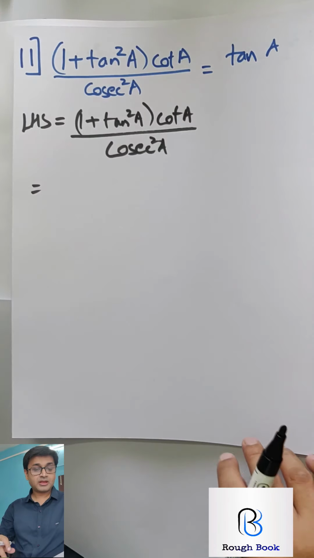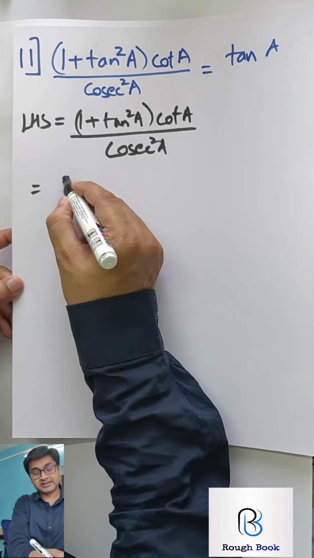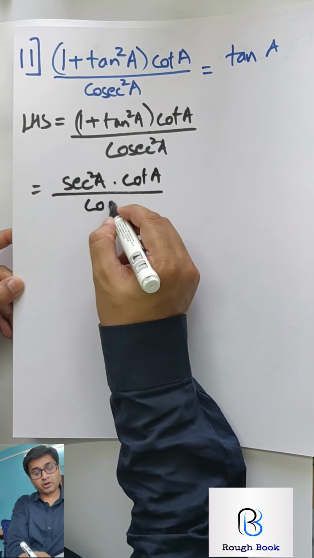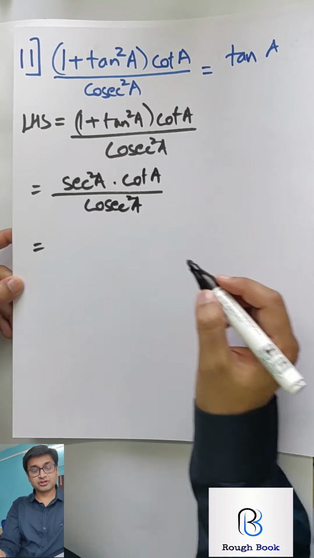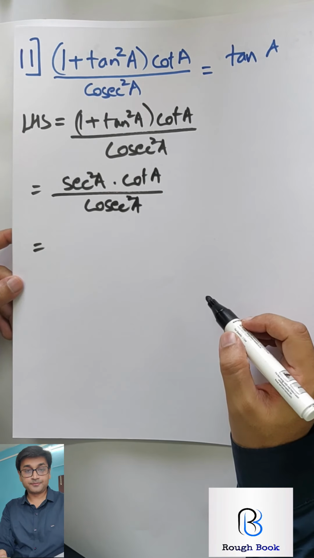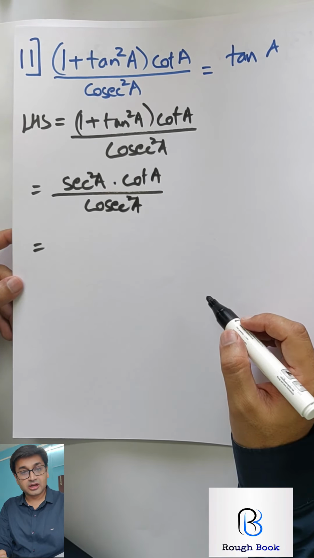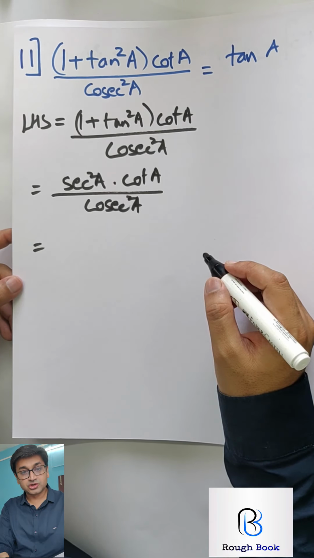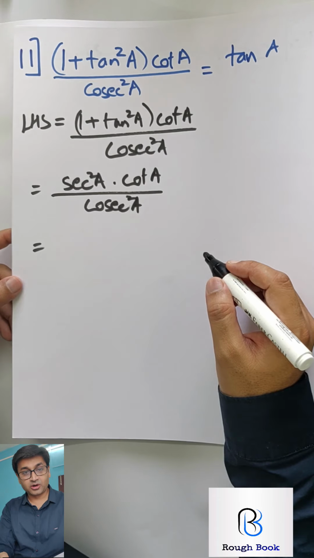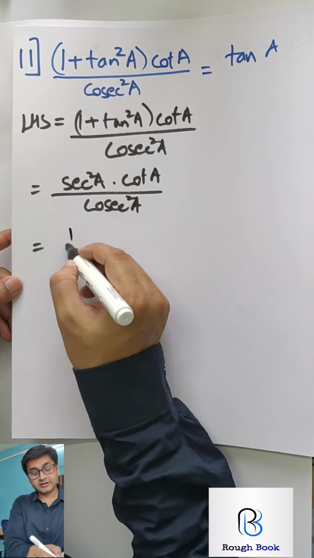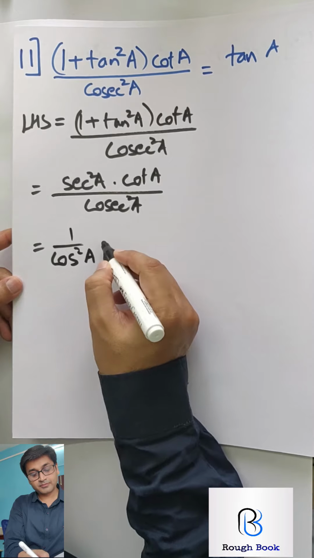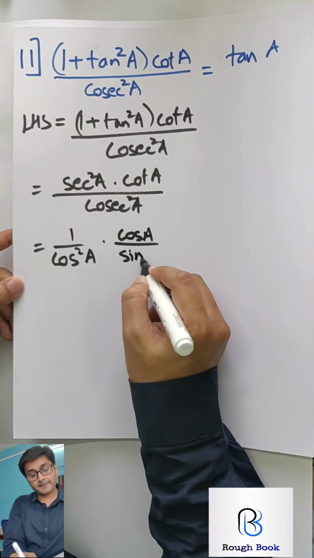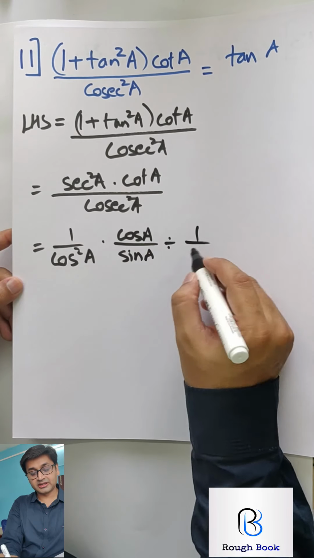So let's go ahead. 1 plus tan square is sec square, into cot upon cosec. Now we have reached here, but we need to reach tan A. So is there any choice that I can use now? No choice. That means you're going to convert everything into primary ratios. What are your primary ratios? Sine and cos. Try it. So sec is 1 upon cos. Cot is cos upon sine. Divided by cosec, which is 1 upon sine.